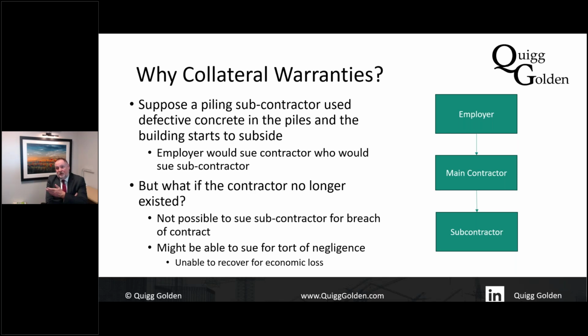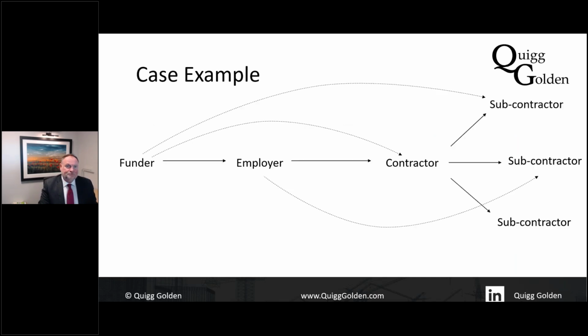Could easily have been recovered if there had been a contract with our subcontractor, but there wasn't. So that is the situation which causes difficulties which collateral warranties are designed to remedy. In this little graphic, the standard contracts are the solid lines, and the potential collateral warranties are the dashed lines. And here we've extended it to the funder.